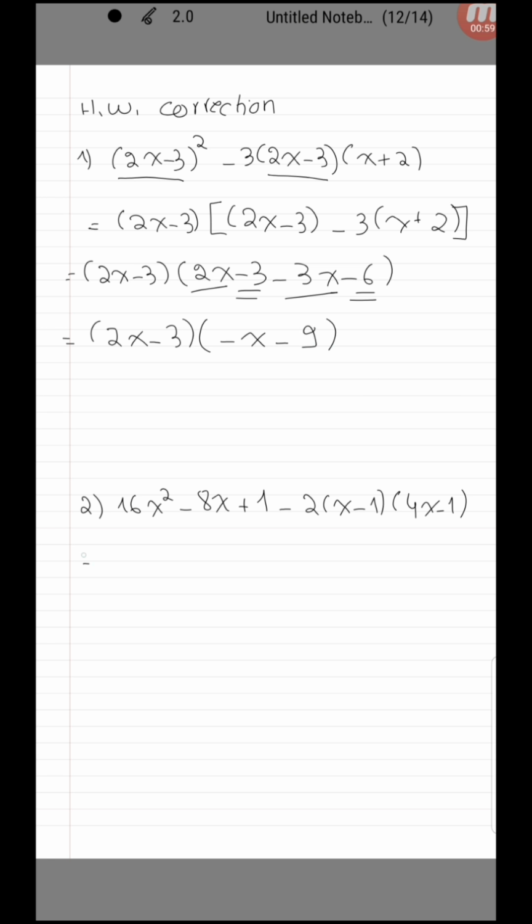For number 2, 16x squared minus 8x plus 1 minus 2x minus 1 times 4x minus 1. I need to factorize these three terms. Since they are three terms, I try to factorize them as a perfect square. So radical 16x squared is 4x, radical 1 is 1. I take the sign of the second term, which is minus. Now I square it and I check. 2 times 4x is 8x times minus 1 is minus 8x. So correct, I can factorize it as a perfect square, so I can continue.